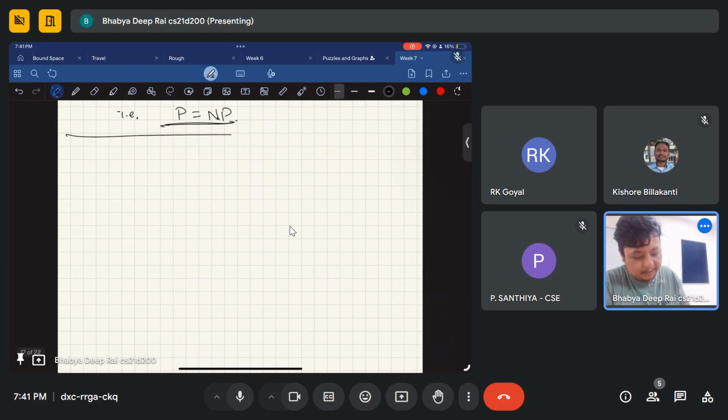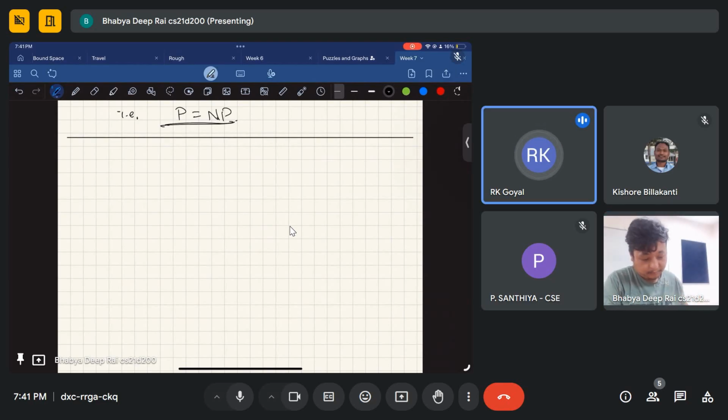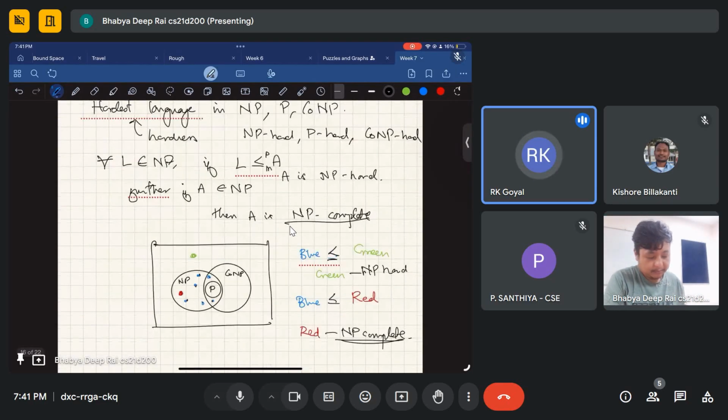So do we know? Can this green dot ever be inside the circle? Can I write this equation, that NP complete is equal to the intersection of NP and NP hard?